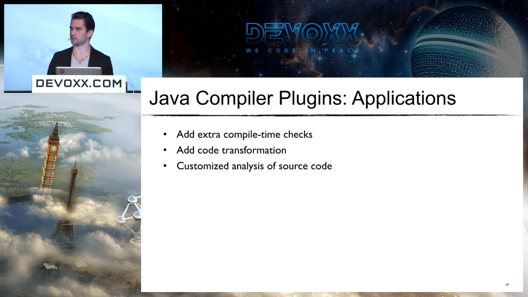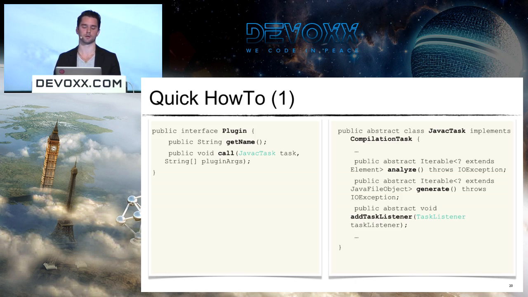So what I mean by customized source code analysis is, say you'd like to infer some kind of software metrics in your code base. Then you could write a plugin to do it. And here are the steps needed if you'd like to write a plugin.